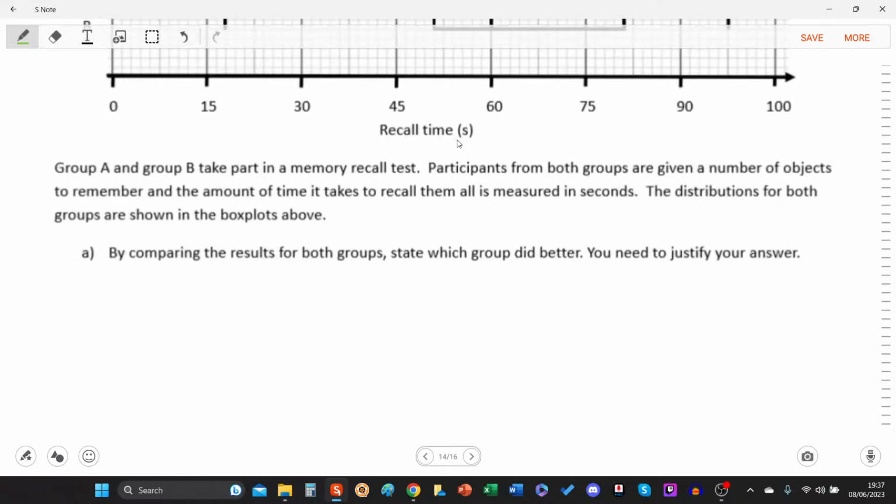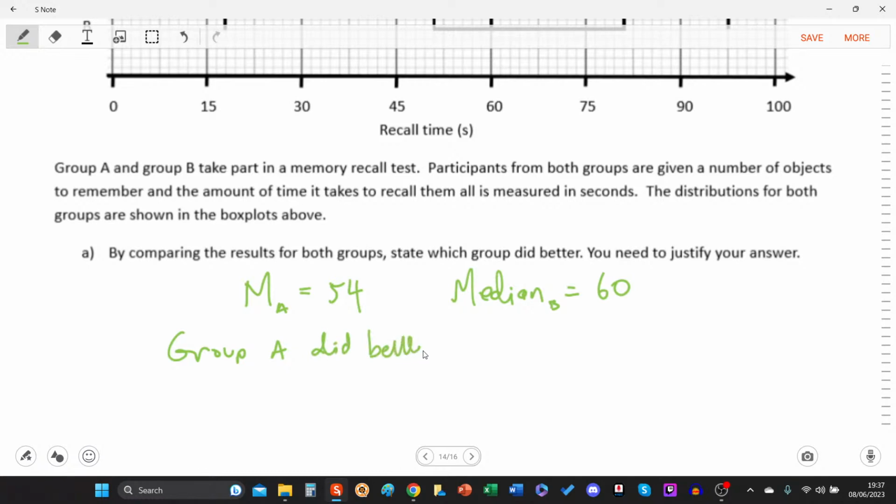Group A, just looking at the median, seems to do better. So what you do to get your full marks here is make a comparison with values, and then you interpret that. We're going to say the median of A is equal to 54, and the median of B equals 60. Then you could say group A did better on this measure. Just to be absolutely sure, you could say 54 is less than 60.